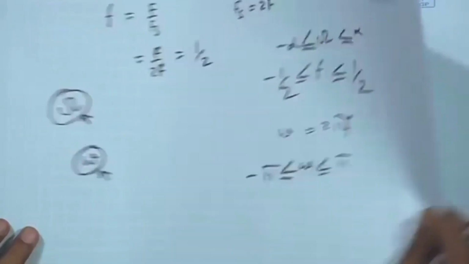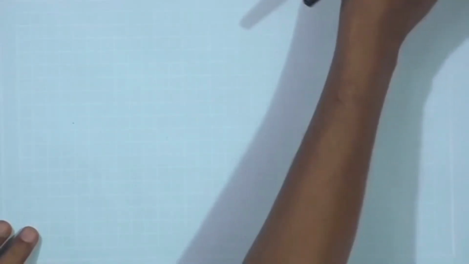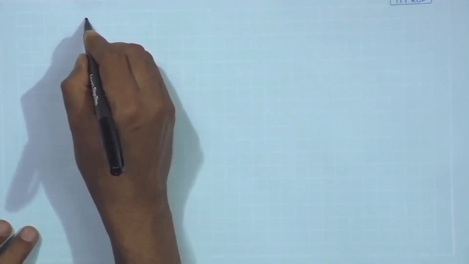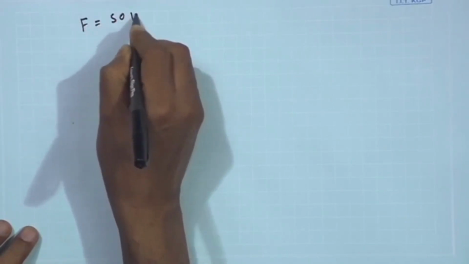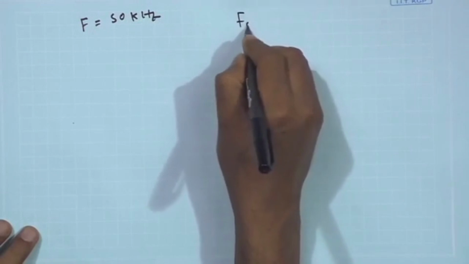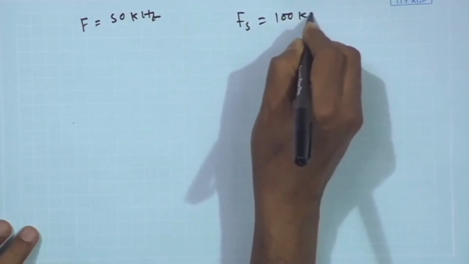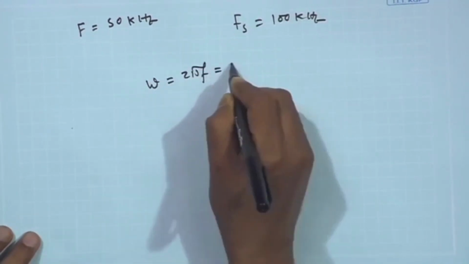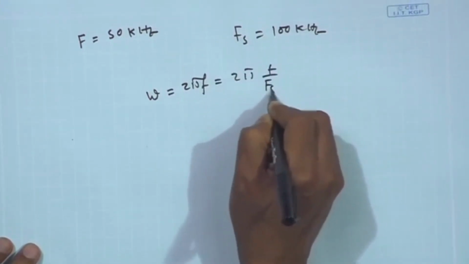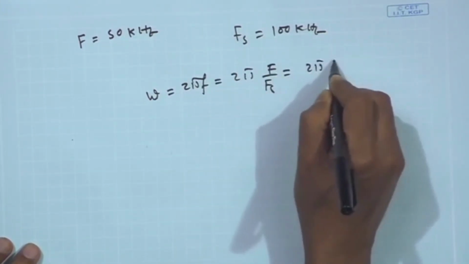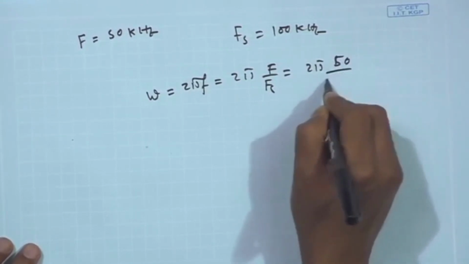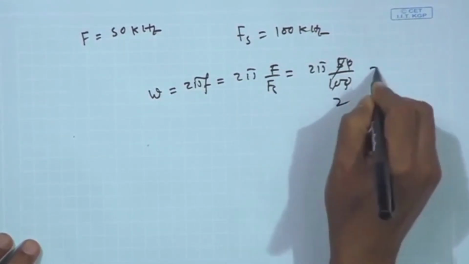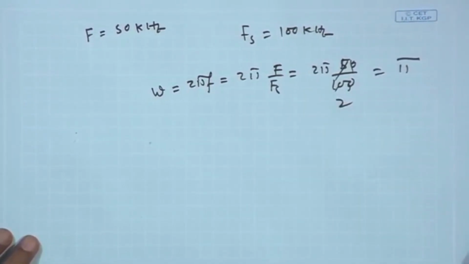So, sometimes this omega is also called normalized frequency. So, if I say I have a signal whose capital F is 50 kilohertz and the sampling frequency is 100 kilohertz, what is the value of omega? Omega is nothing but 2 pi f, where it is 2 pi F by f s. So, it is 2 pi times 50 divided by 100. So, it is nothing but pi.